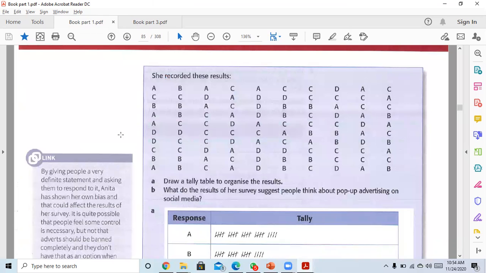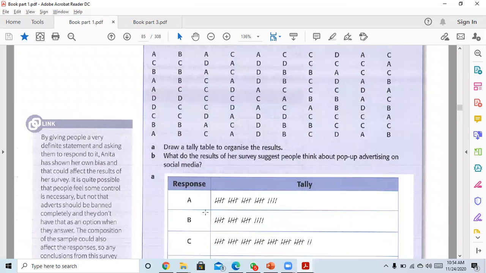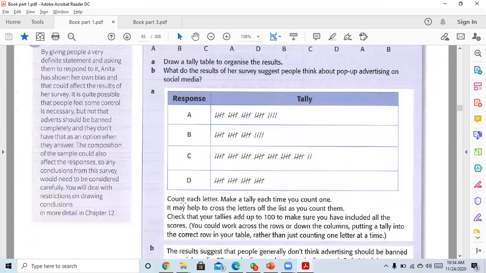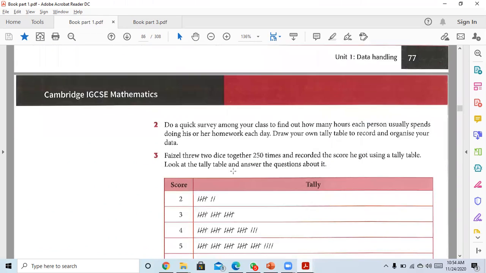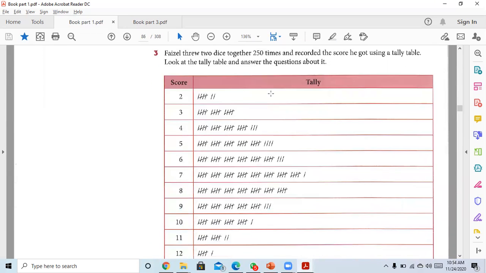Let's suppose we count how many As. There are 5, 10, 15, 20, 24. So here 24 As, and he writes it like this. This is called a tally chart. The same thing you will do here. That is so easy. Do a quick survey among the class. That is your homework, and the same thing, you just write the numbers.